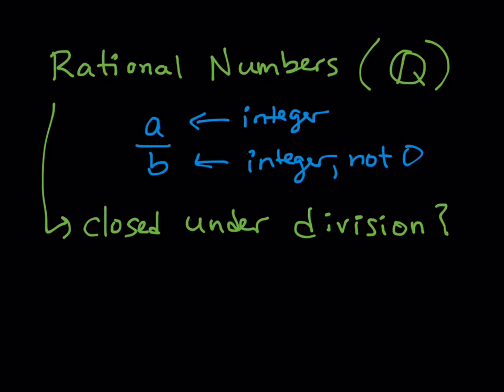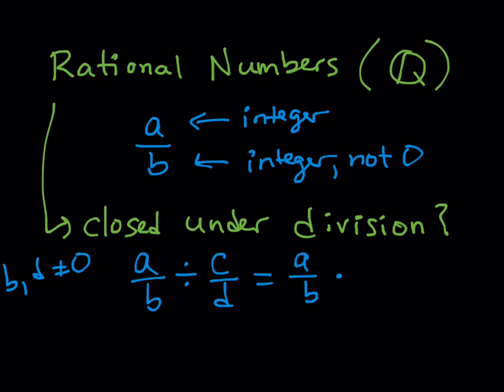All right, and then finally let's think about division. So if I have a/b divided by c/d, is that always a rational number? So again, a, b, c, and d are all integers, and b and d are not equal to 0. All right, so to divide two fractions, we need that rule for division, and this would be the same thing as a over b times the reciprocal of c over d, which is d over c. So this is going to be ad over bc.